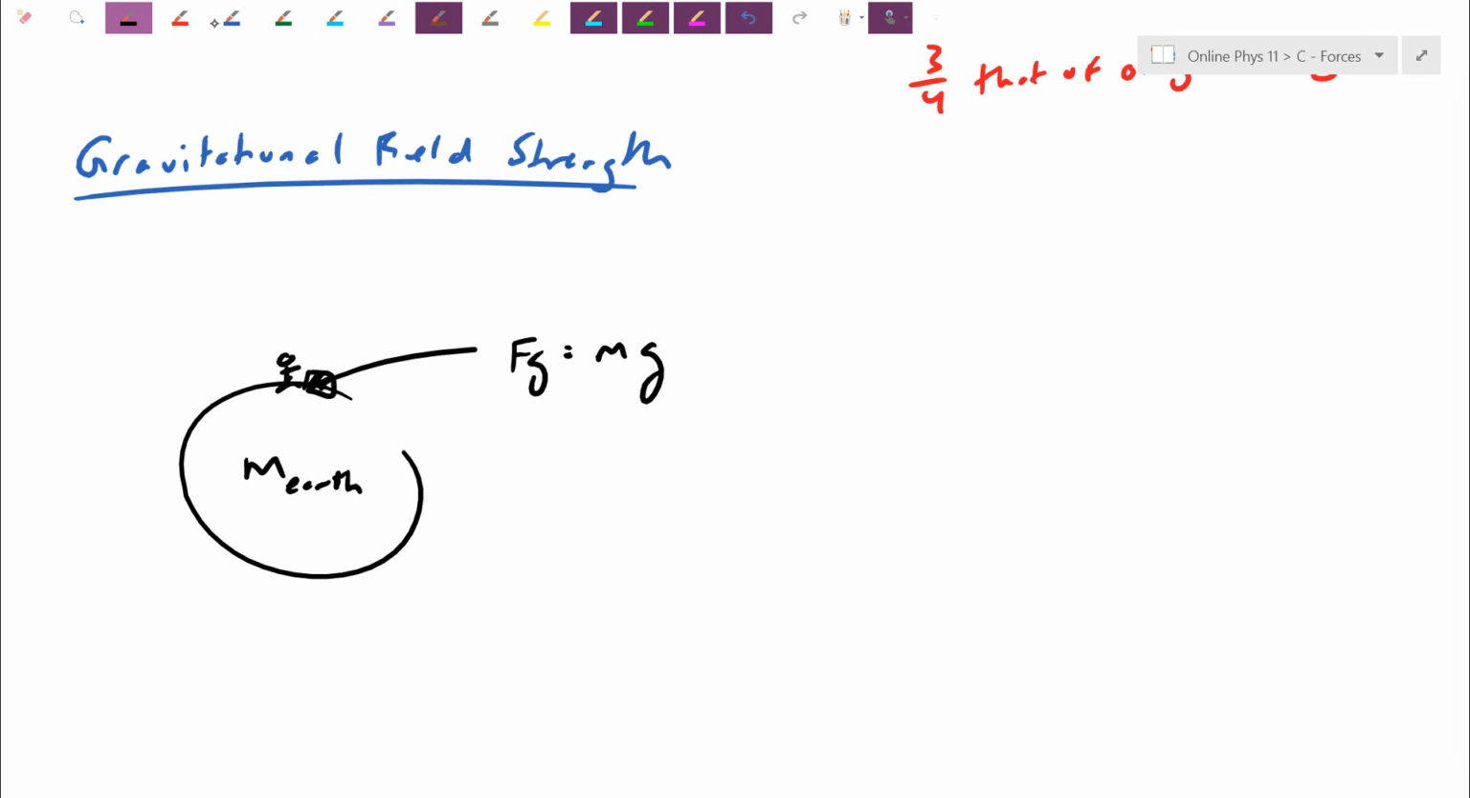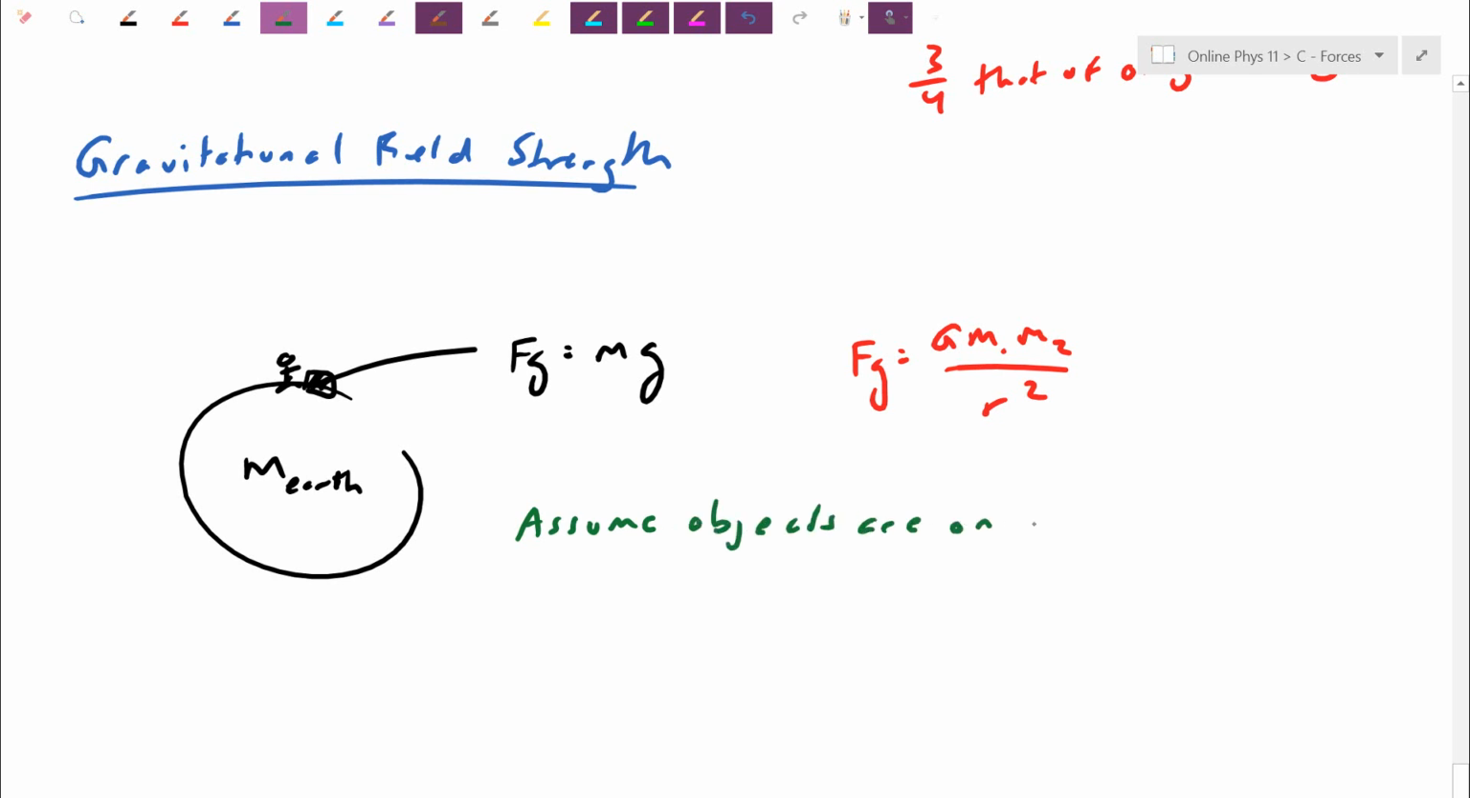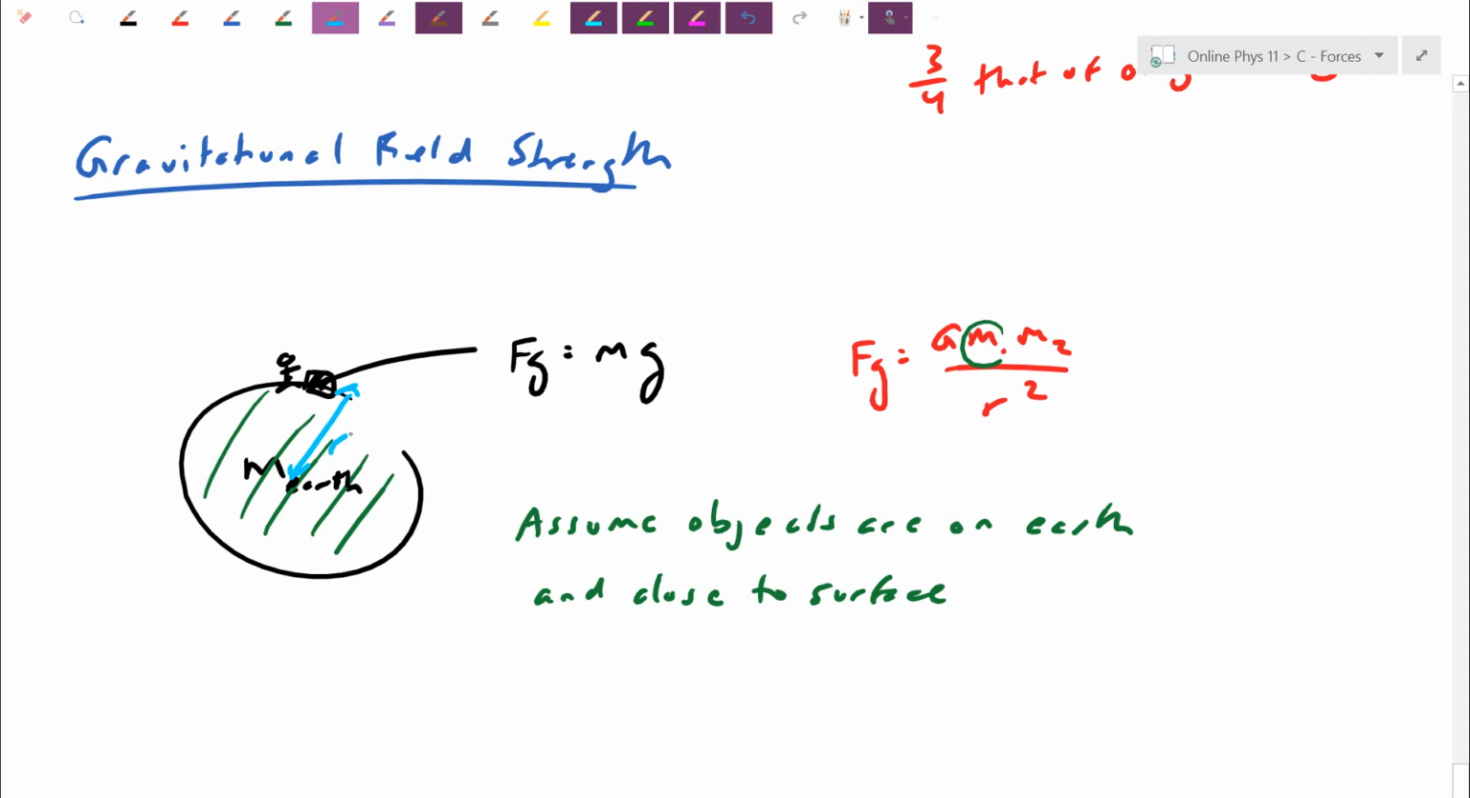Well, we can compare it. How does this relate to the universal gravitational formula, Gm1m2 over r squared? It turns out if we are always assuming, so I'll write this down for you, let's assume objects are on Earth. That means one of the masses is always going to be the same. It's that 5.98 number from earlier. The m1 is always going to be the same. Assume objects are on Earth, and also assume that we're close to the surface. Under those two assumptions, we are always one radius away.